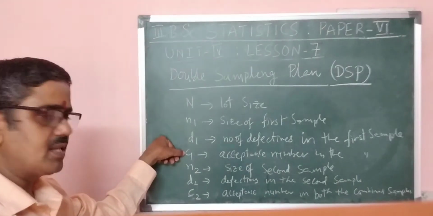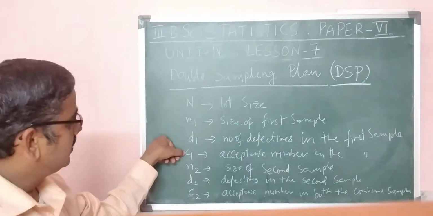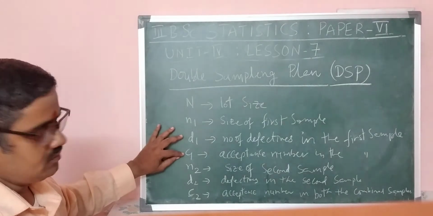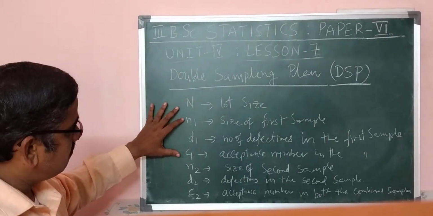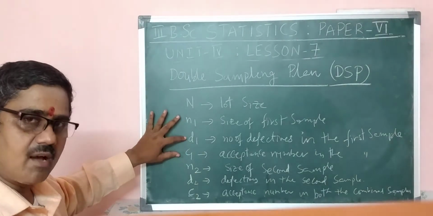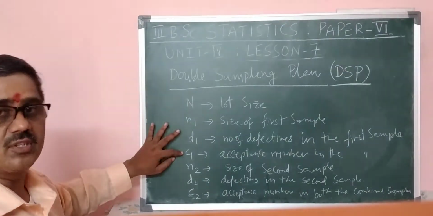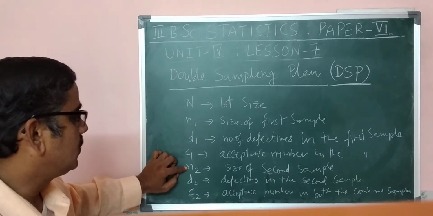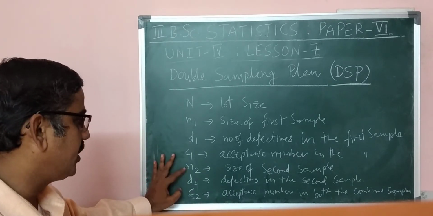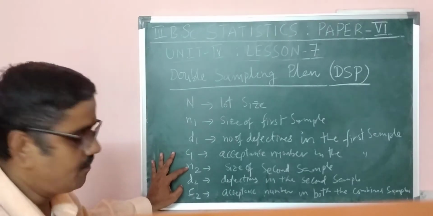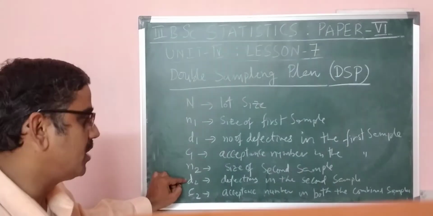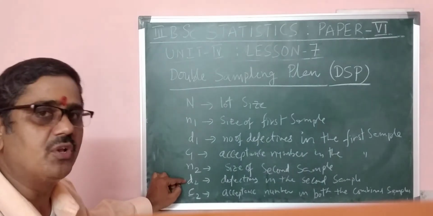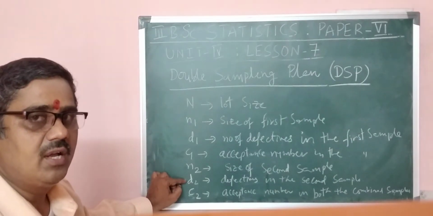And C1 is the acceptance number in the first sample. These three are related: N1, D1 and C1. The size of the first sample, the number of defectives in the first sample, and the acceptance number of the first sample. Similarly, N2, D2, C2: N2 is the size of the second sample, and D2 is the number of defective items found in the second sample.